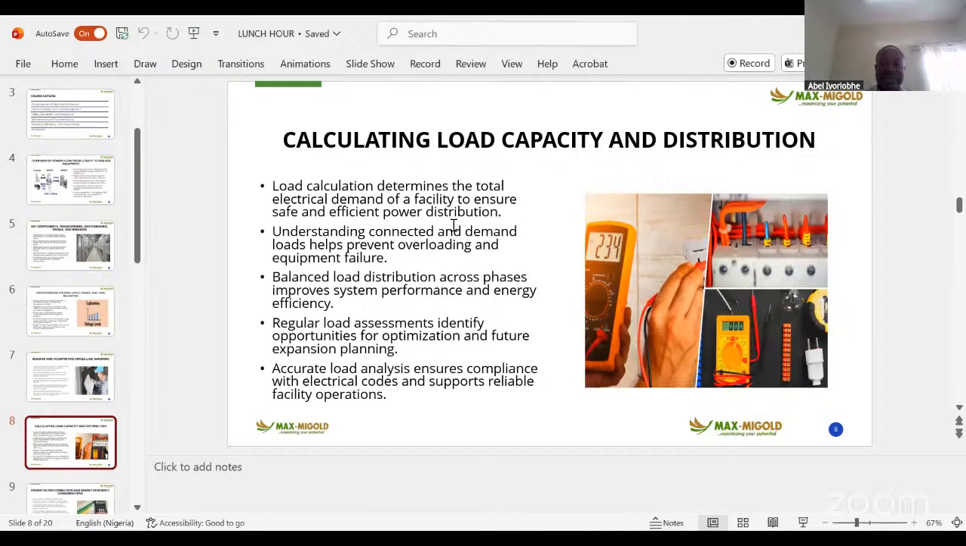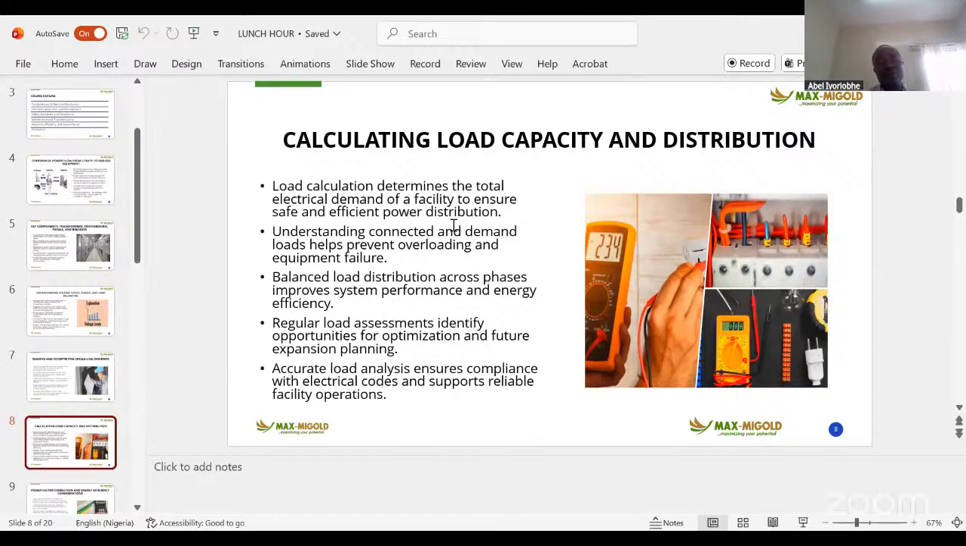Calculating load capacity and distribution. Load calculation determines the total electrical demand of a facility to ensure safe and efficient power distribution. For example, many people undersize their transformer or generator, even cables. If you do not know the load that the equipment is going to supply, you may underrepresent it. So you have to know the capacity of your load.